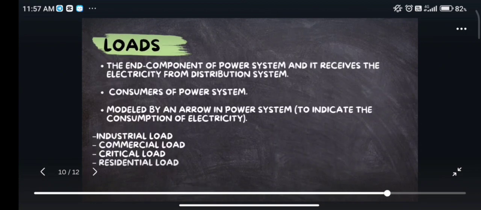So next, the loads, the end component of the power system, which receives the electricity from the distribution system. Load is also known as the consumer of the power system. It is modeled by an arrow in the power system to indicate the consumption of electricity. There are 4 types of loads, which are industrial loads, commercial loads, critical loads and residential loads.